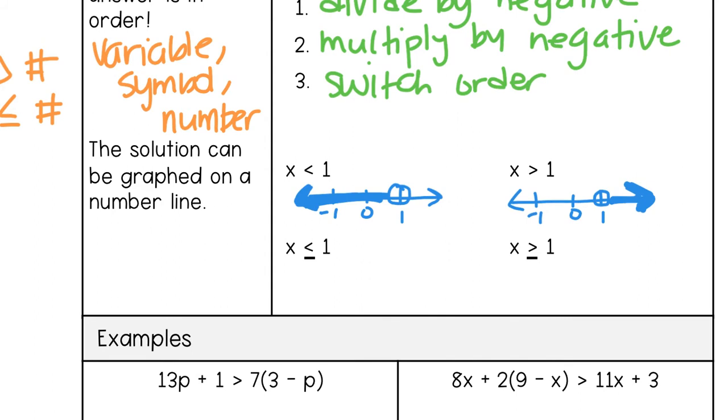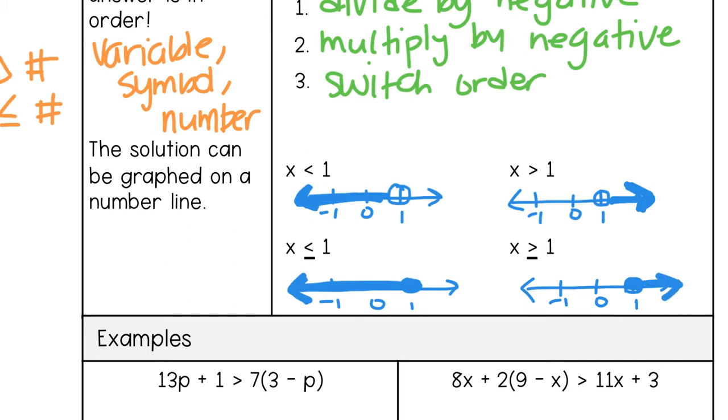Okay, the other ones are really, really similar. So the only difference here is when you put your circle at the 1, you want to color it in. But otherwise, you're still going to shade in the left side. And then for the other one, same thing. You're going to put the circle at the 1, but you're going to color it in when it has that underline. And then now we're going to shade the right side of the number line. Okay, so I have 2 examples of these as well. Let's see what we got.